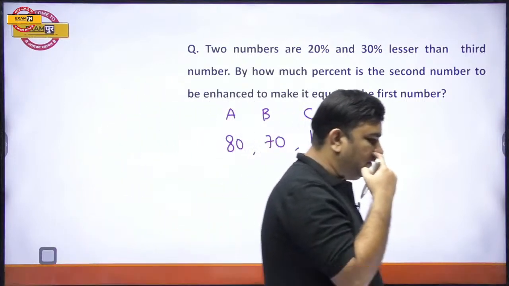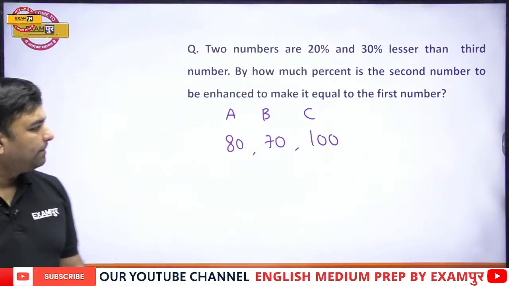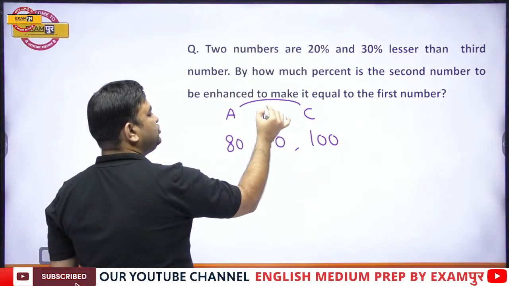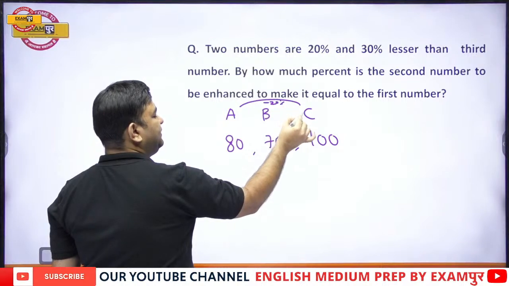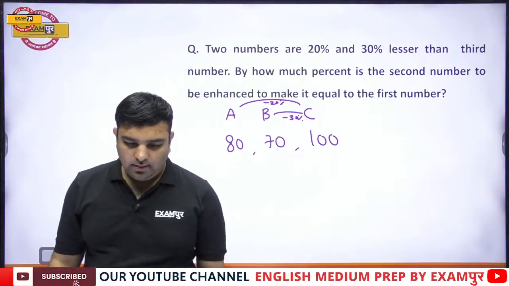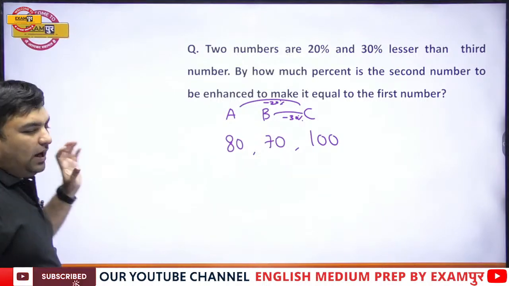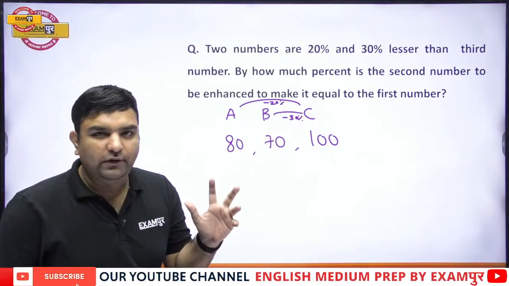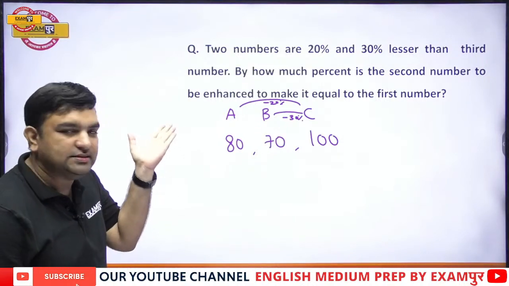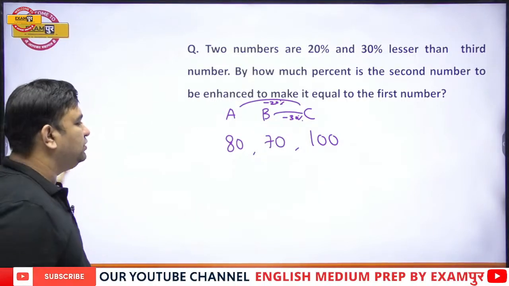If there is any doubt to anyone, he or she can ask me. First is 20% less, so 100 minus 20. And second is 30% less, so 100 minus 30, 70. Yeah, great. Now the game of language. By how much percentage should the second number be enhanced to make it equal to the first number?